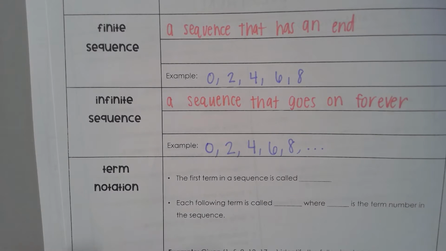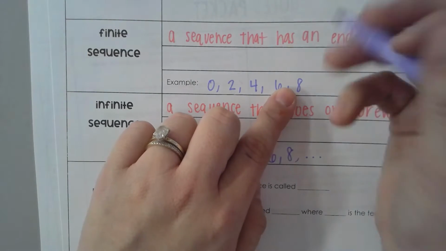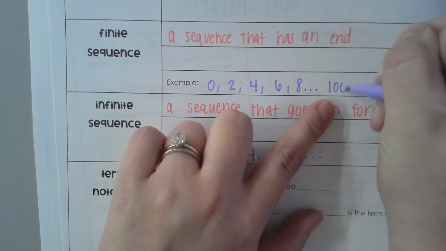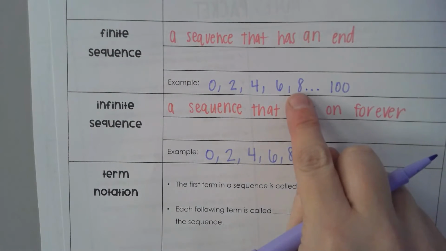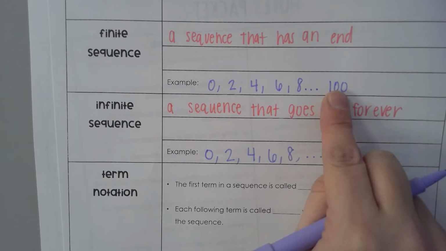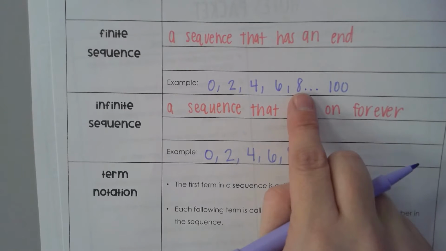Now sometimes, if I go back up here to the finite sequence, sometimes we will see a dot, dot, dot, but then it'll say like 100. And what that means is after 8, that pattern continues until you get to 100. And it still stops at 100. So even though you see the dot, dot, dot here, it's still finite.